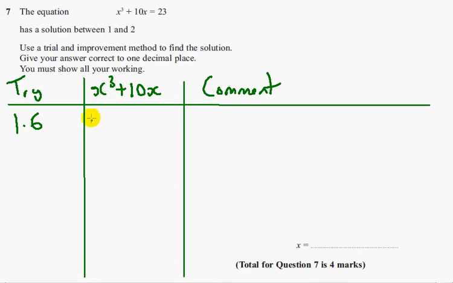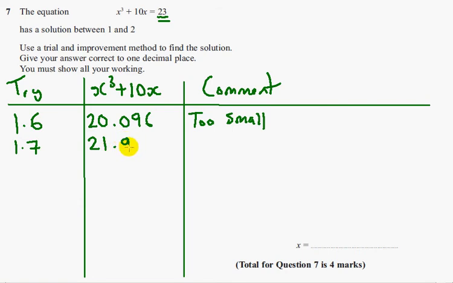And if you type that into your calculator correctly, that gives you 20.096, which is too small, because we want a solution that's going to get us 23, or as close as possible anyway. Okay, so I'm going to need to go a little bit bigger, so I'm going to try 1.7. Now 1.7 cubed plus 10 lots of 1.7 is 21.913. That's still too small.